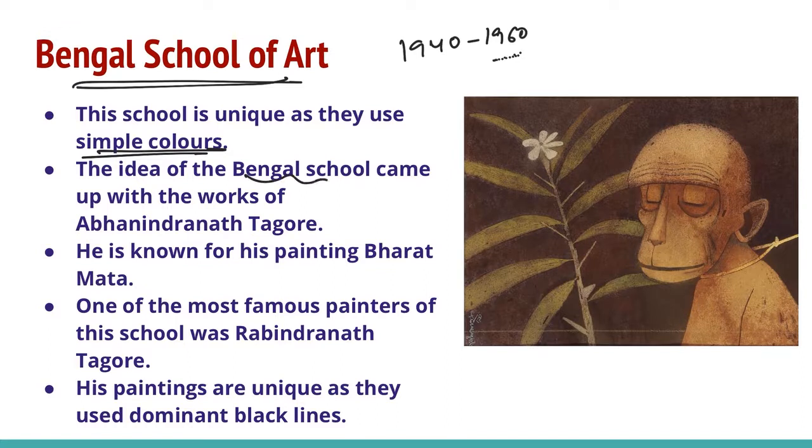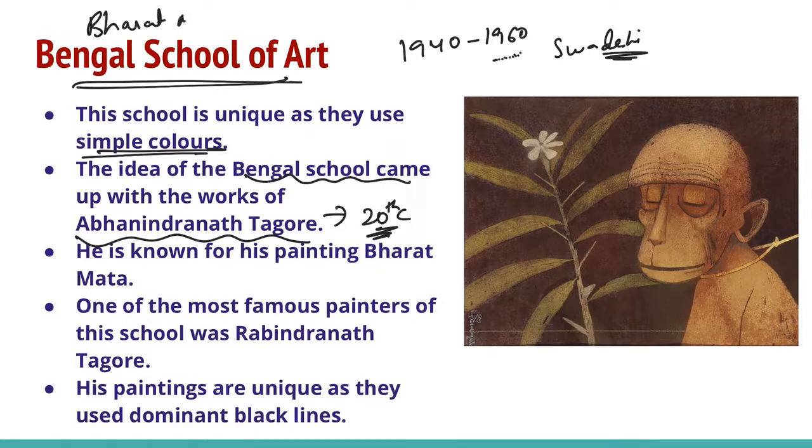The idea of the Bengal School came up with the works of Abanindranath Tagore in the early 20th century. Tagore's Arabian Nights series made a mark on a global scale, and it broke away from the previous schools of Indian paintings and brought in something new. Abanindranath Tagore tried to incorporate Swadeshi values in Indian art and tried to reduce the influence of Western art style among the artists. He is known for his painting Bharat Mata and various Mughal themed paintings.